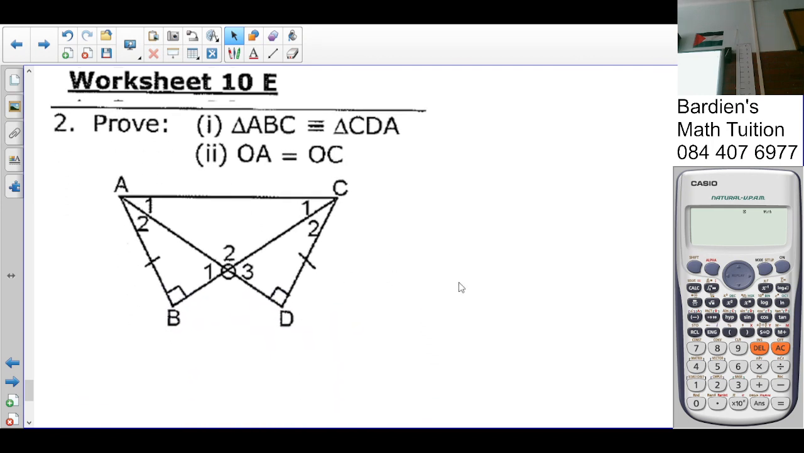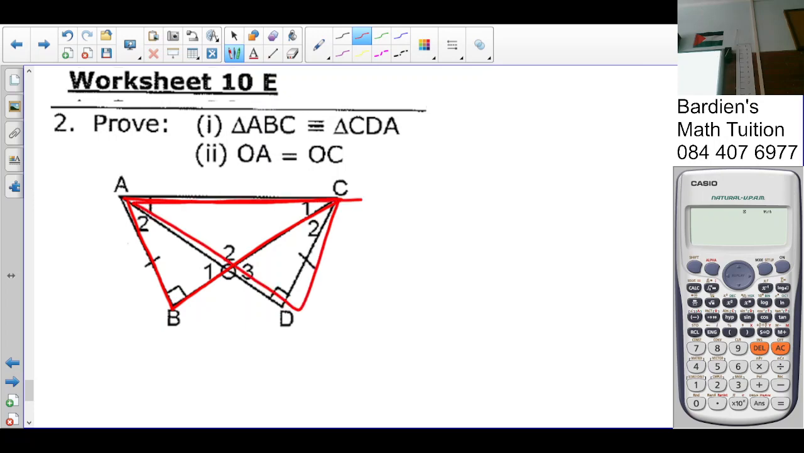Right, let us take number 2. Number 2. Where do we start? We are asked to prove that triangle ABC and triangle CDA. What can we say? Angle B is equal to angle D. Not so? Equal to 90, yes. What else? Sorry, AC is common, yes. One more. AB is equal to? Nice.